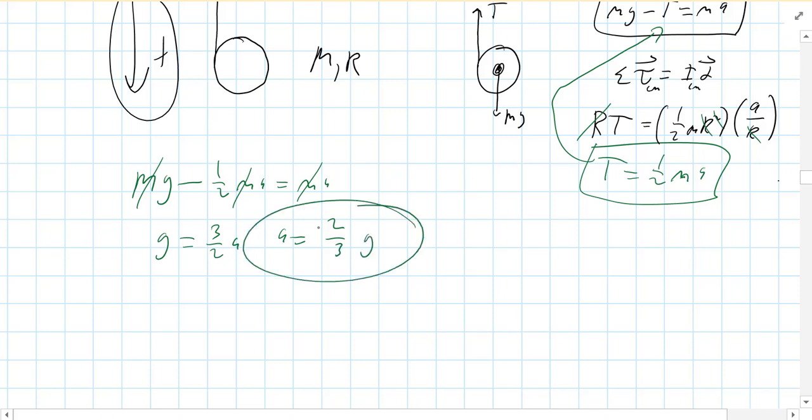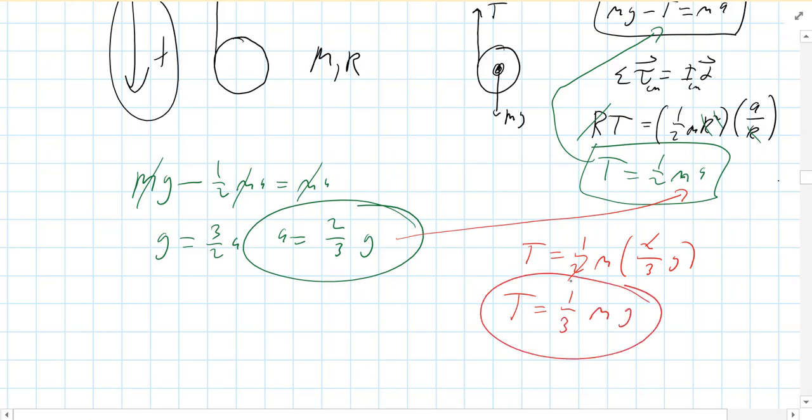So there's our acceleration, and then you can take that and plug it into your tension equation to get your tension. So we get 1/2 m, and then this is 2/3 g. The 2's drop out, and you get tension equals 1/3. Oh, sorry. Tension equals 1/3 of the weight. So 1/3 of mg.